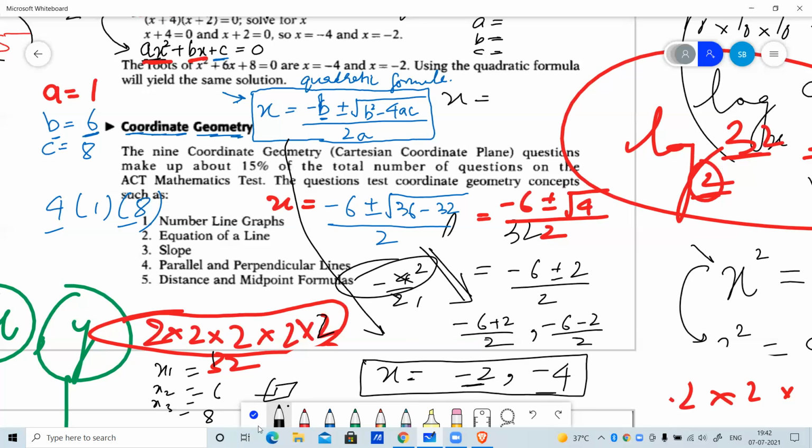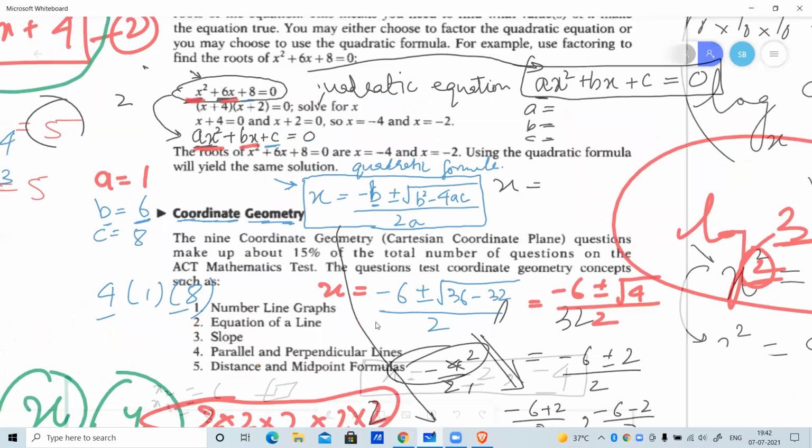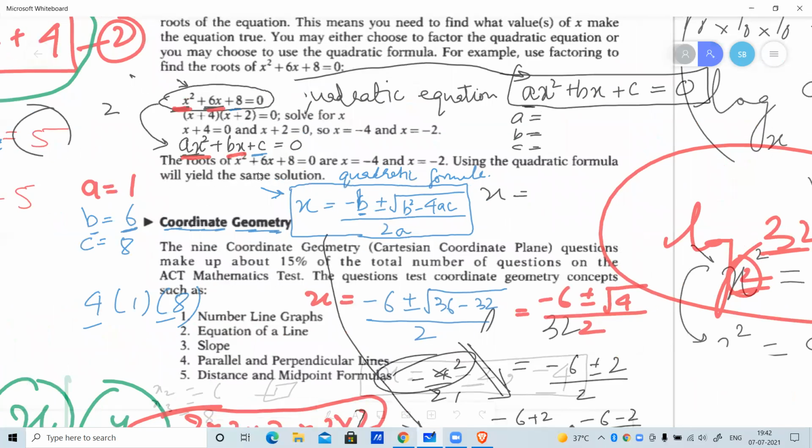Right. So we got the value of x as -2, -4 for this equation, x squared plus 6x plus 8 equals 0.